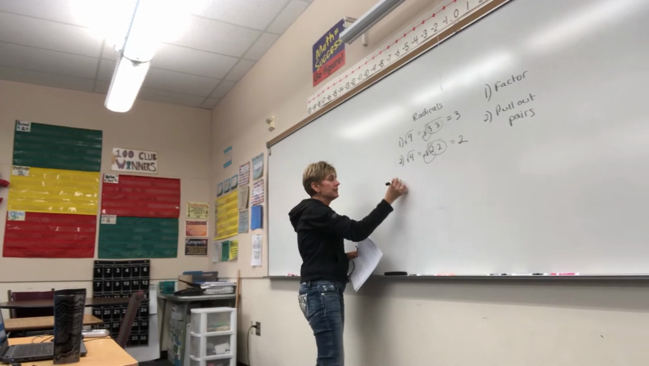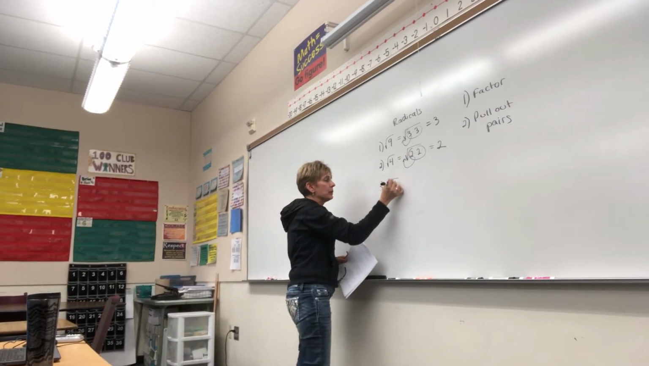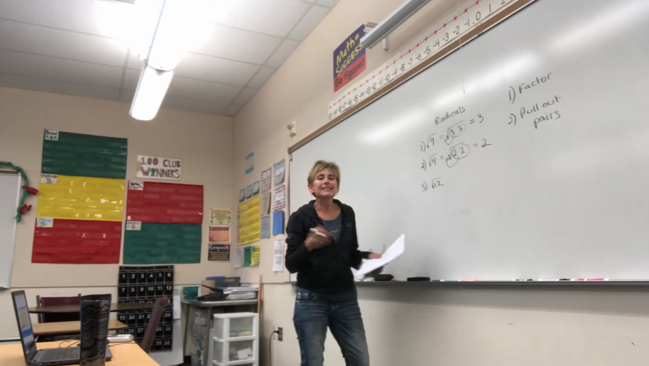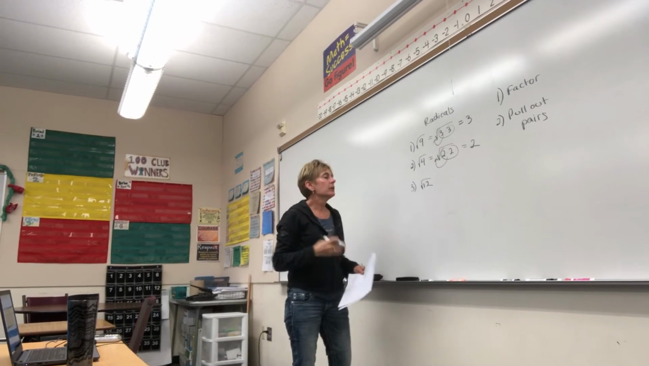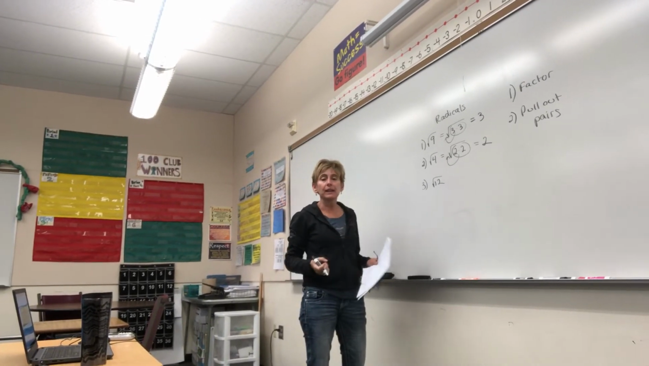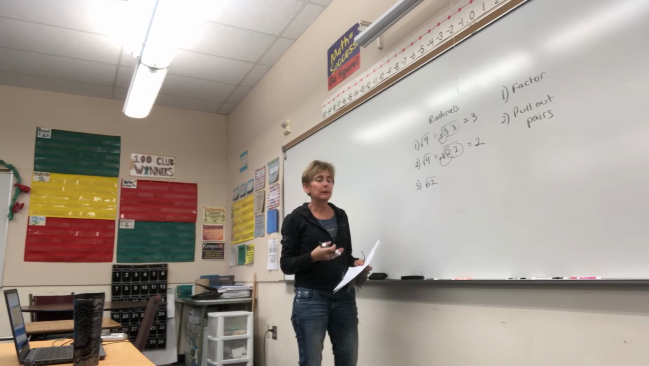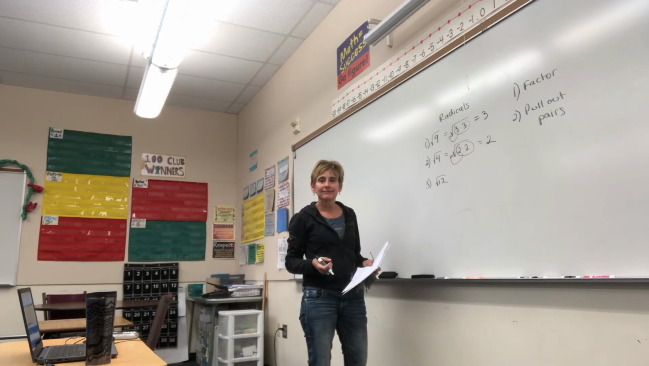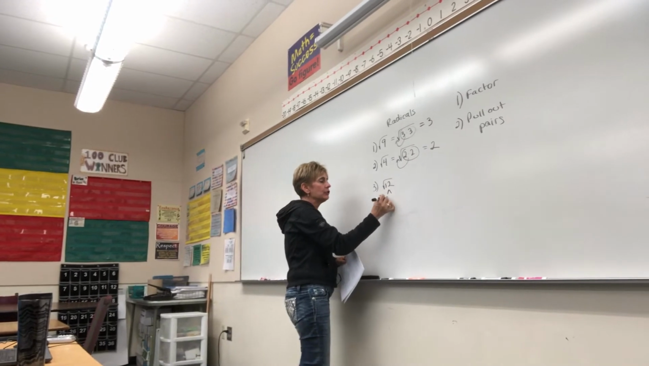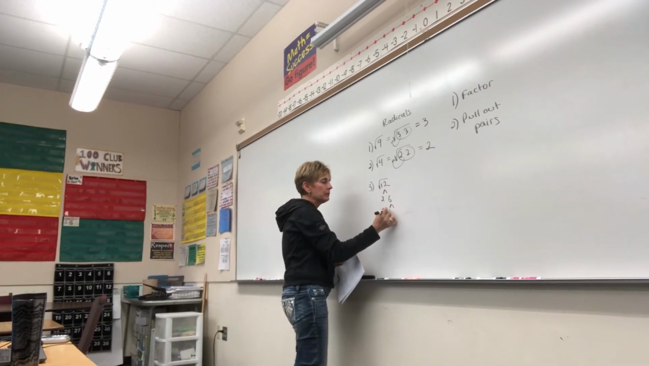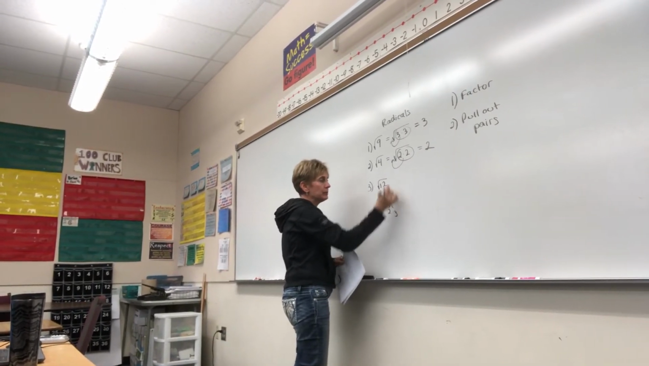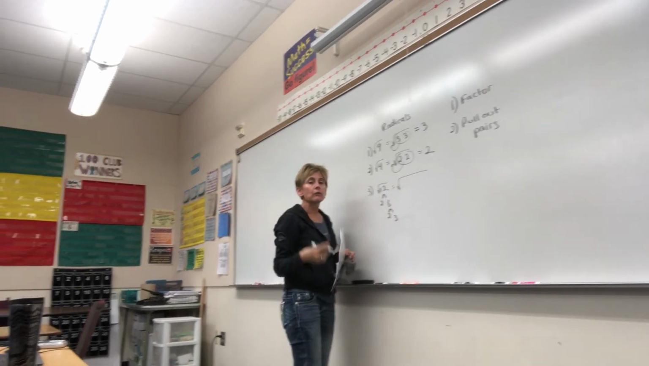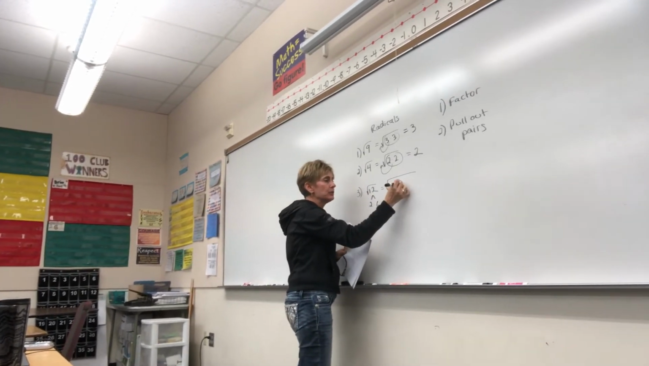For example number 3, if I want to do the square root of 12, I'm going to do exactly the same 2 steps. First, I want to factor. Can you try factoring 12 for me on your paper? 12 can be written as 2 times 6, and 6 can be written as 2 times 3. So when we factor 12, we can write it as 2 times 2 times 3.